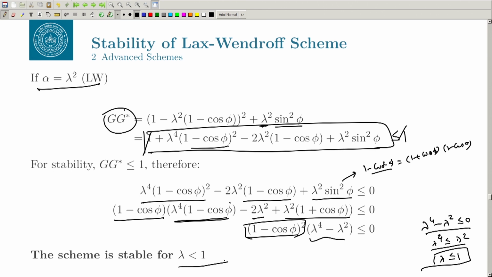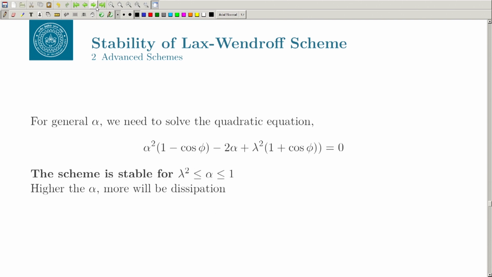So, this is the stability if you have a Lax-Wendroff scheme, which is alpha equal to lambda square, okay. Now, what you can do is solve for general alpha, meaning not the Lax-Wendroff nor the FTCS, but we are just adding some arbitrary diffusion, and see what the value is. So, we will get a quadratic equation, okay, which will be like this, and you have to solve for alpha, okay, and you will see that this scheme is stable when alpha is greater than lambda square, which is obvious because lambda square is just the right amount of diffusion to make this scheme stable, right.